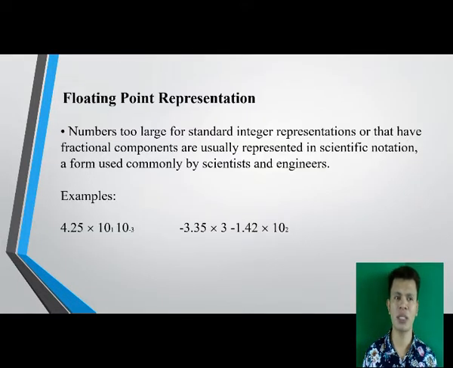Floating point representations. Numbers too large for standard integer representations or that have a fractional component are usually represented in scientific notation, a form used commonly by scientists and engineers. Example, 4.25 times 10 raised to the 1, and 10 to the negative 3, or negative 3.35 times 10 to the negative 1, 1.42 times base 10.